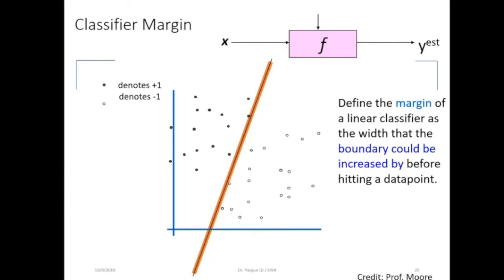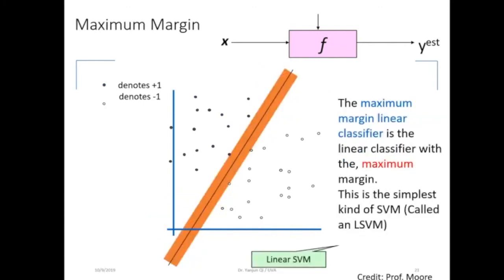You can actually fit multiple different regions. When you change the slope, the wideness varies. The orange one is one possibility, and the red one I drew is another possible region. The whole point is that I want to find the region with the maximal width. This is called the max margin linear classifier, and it is the simplest kind of support vector machine, called the linear support vector machine.